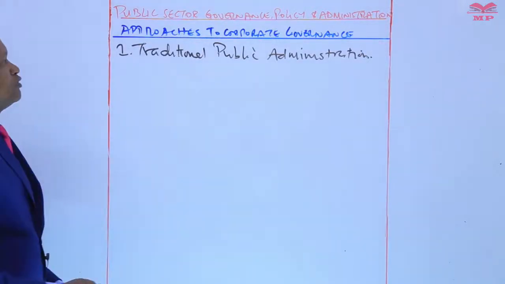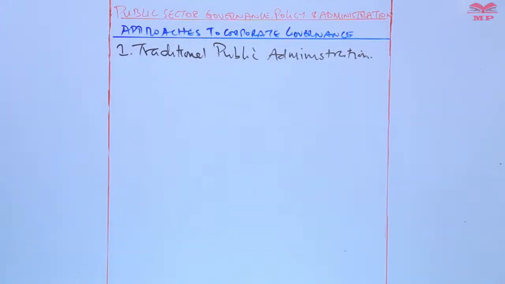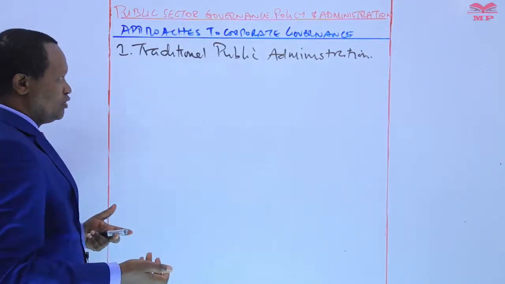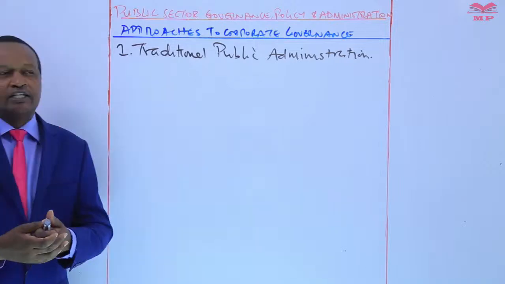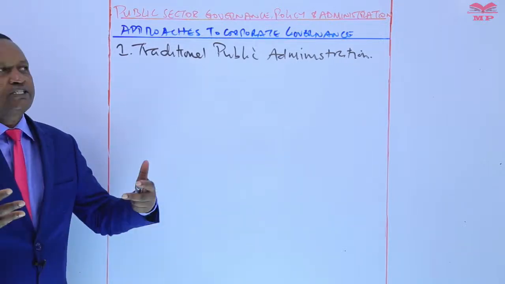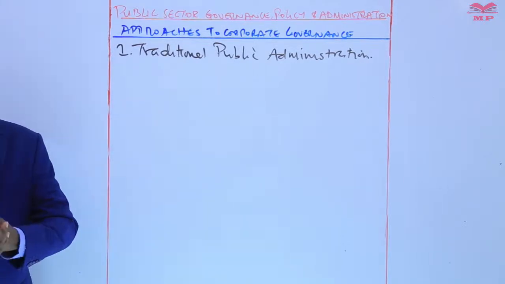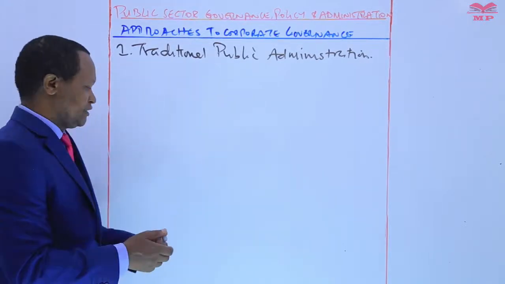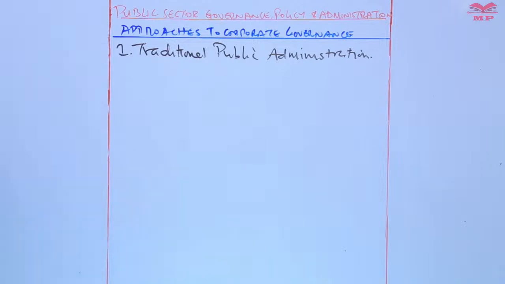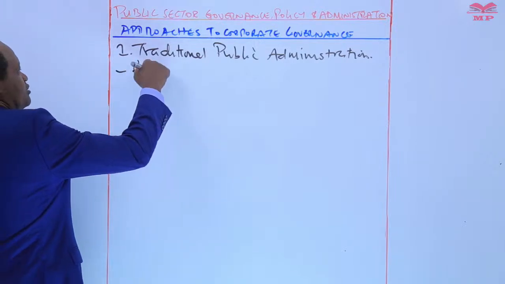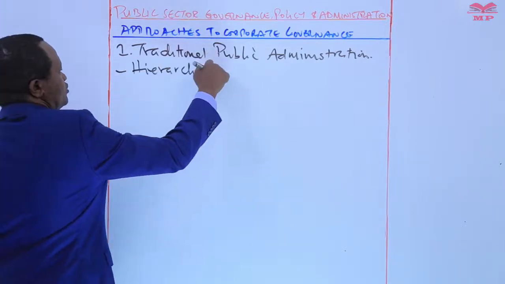The traditional public administration is an approach that emphasizes hierarchical structures. It emphasizes bureaucratic rules and centralized decision making.